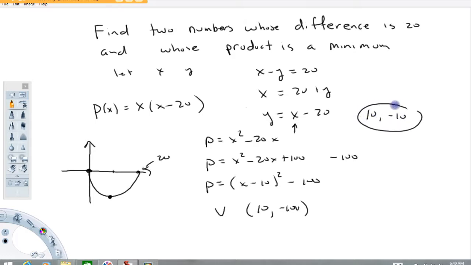And to answer the question, well, I guess it is answered. It doesn't actually ask for what that minimum is, but this value right here is minus 100. That is the minimum value of that function. So that's probably good enough on that one. I think what I'll do is pause this while I set up the next one.